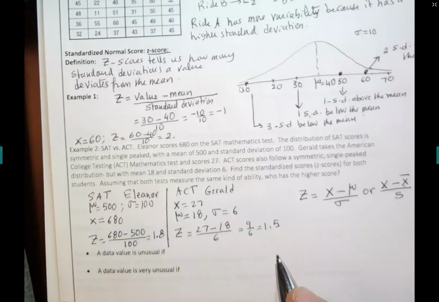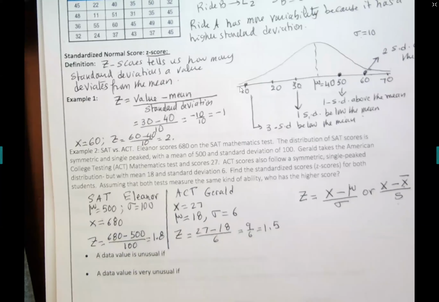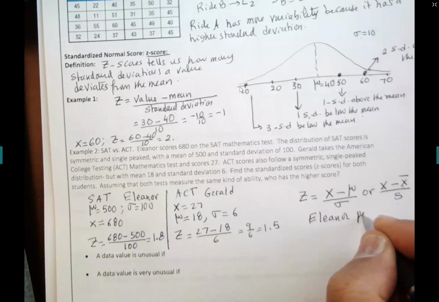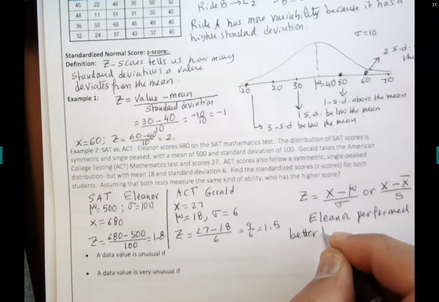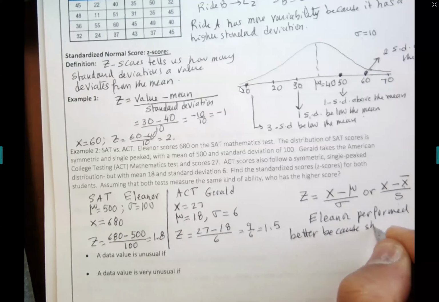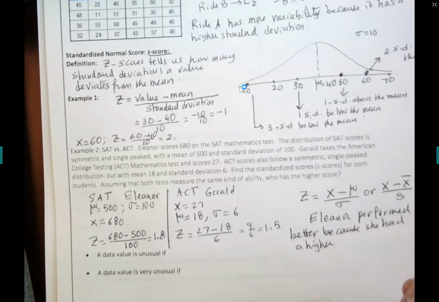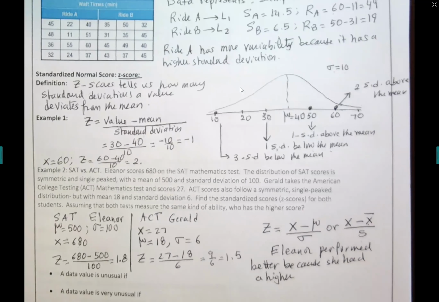Now, can you guys tell me who performed better on the test? Was it Eleanor or Gerald? Eleanor. Yes, because she had a higher z-score. I can assure you guys there will be a question on the test to probably compare z-scores and tell me which one did better. So this is a higher z-score.